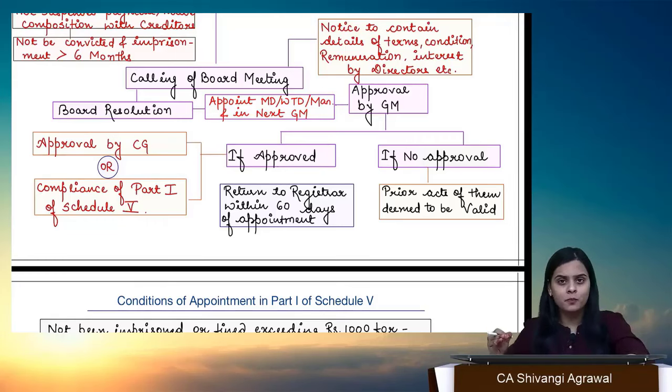Okay, so what are the conditions which are given in part 1 of Schedule 5? There are 19 acts. If someone has been imprisoned even for a single day under these 19 acts, you have not complied with the conditions of part 1 of Schedule 5, and hence either don't be appointed as MD, WTD or manager, or if you want to be appointed, seek government approval by filing MR2 with central government. Clear? Moreover, if you have been fined under these 19 acts for an amount exceeding 1000, then also the same thing applies.